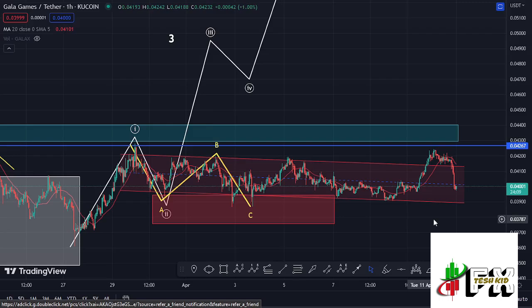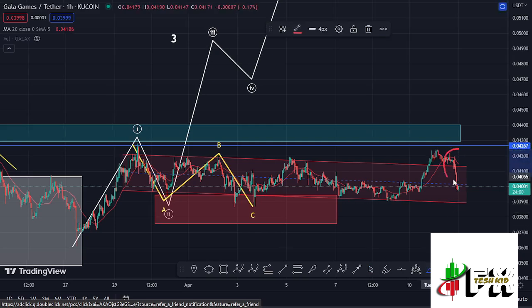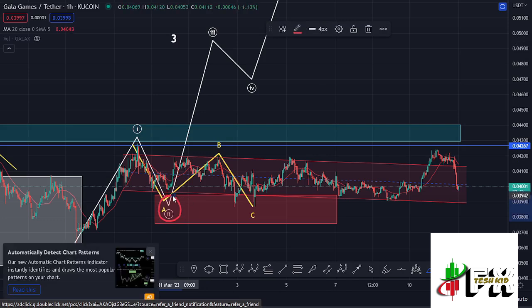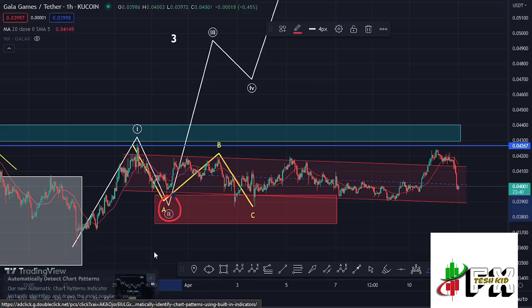Welcome back to Teshkid FX for another Gala Games price prediction update, which at the time of this recording is holding below the 20-day MA here on the 1 hour chart, which is now acting as resistance for us to continue gearing up. We have also continued to obey the Elliott structures, where we had been seeing a bit of a breakdown to the lower side in the formation of this wave 2, in a move that has now managed to get into the minimum retracement area, highlighted here on the charts using this red target area.